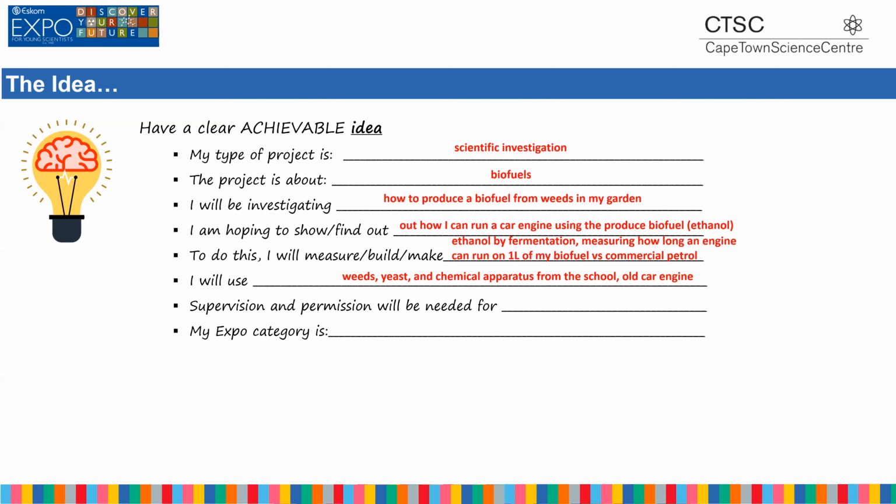Now, I can't do all of this without supervision and permission. So what supervision is required? What permission will I need to obtain? Well, first of all, I need permission to go take weeds out of people's gardens. You can't just go into someone's garden and take things. Also, when I do the actual chemical experiment, I'll need my teacher to supervise that process.